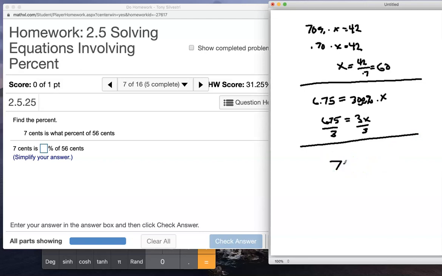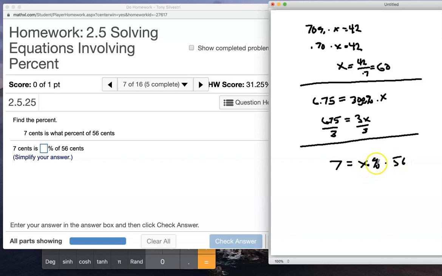Okay, this is a little bit different. 7 cents is what percent of 56? Okay, so what do I do? First off, this is major league different from what we did here, but the equation is the same. The way you write the equation is the same.